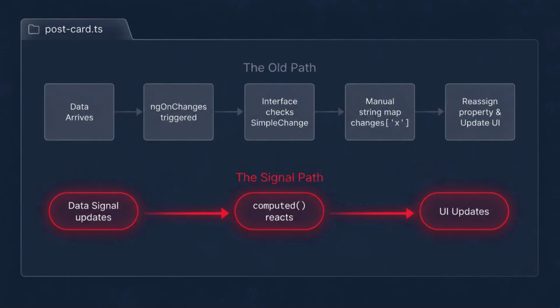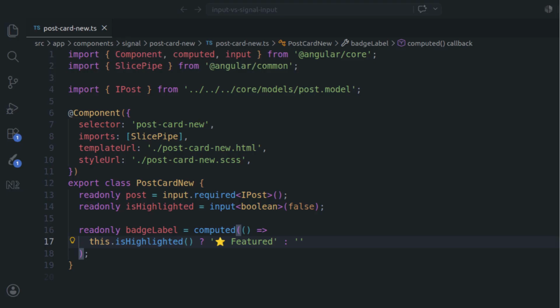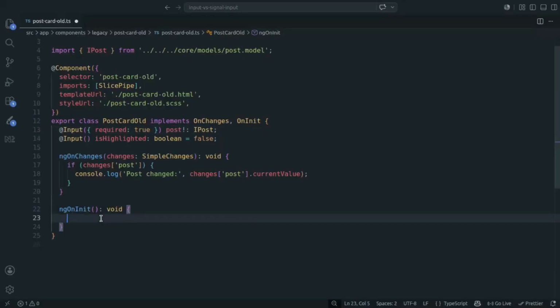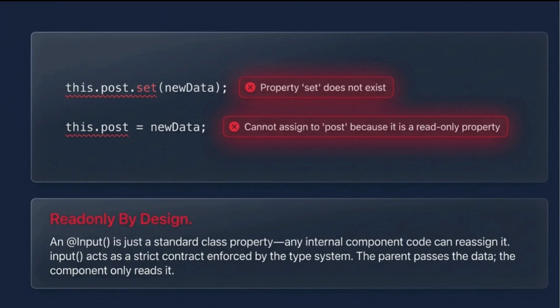When isHighlighted changes, the badge label updates automatically. No lifecycle hooks, no interfaces, no string-based property names. And this is the biggest shift. An @Input property is just a property. Any code inside a component can reassign it. Signal inputs are read-only by design. The parent passes it, the component reads it. That contract is enforced by the type system.